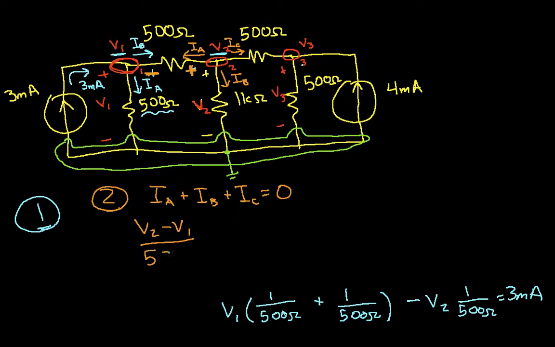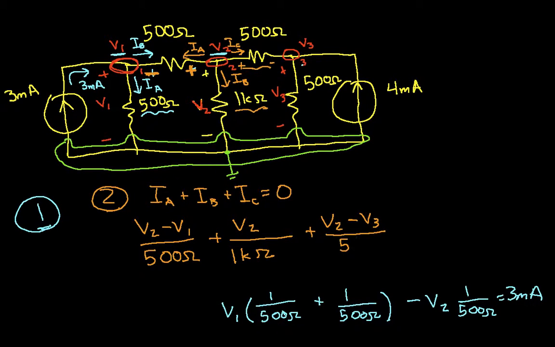divided by 500 ohms. Plus IB, the current through this 1K ohm resistor, so that's going to be V2 over 1K ohm, plus IC, the current through this 500 ohm resistor, and that's going to be V2 minus V3 over 500 ohms. And that will be equal to 0, because I've drawn them all as currents leaving the node.